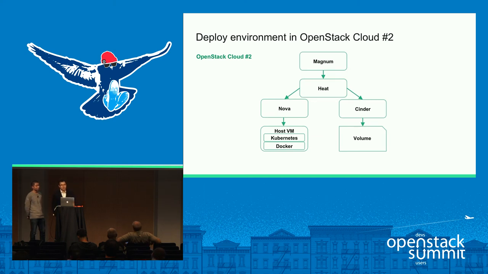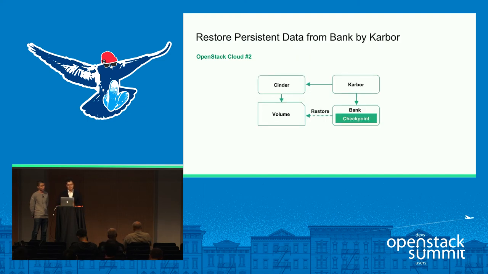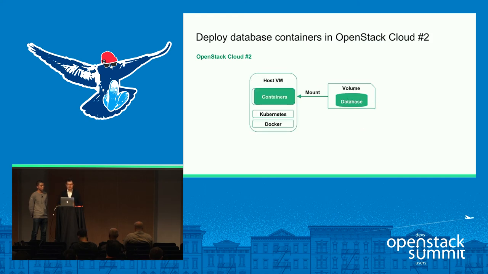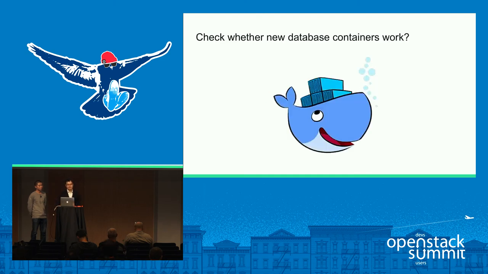And in OpenStack Cloud 2, we will use Magnum and Heat to deploy the environment. It also includes Kubernetes and Docker. Then we will restore the persistent data from the bank by Karbor in OpenStack Cloud 2. So this process finishes the migration of the container's persistent data. And we can deploy the database container in Cloud 2 and see that the database is still working. Okay, at the last step, we will check whether the database container works.